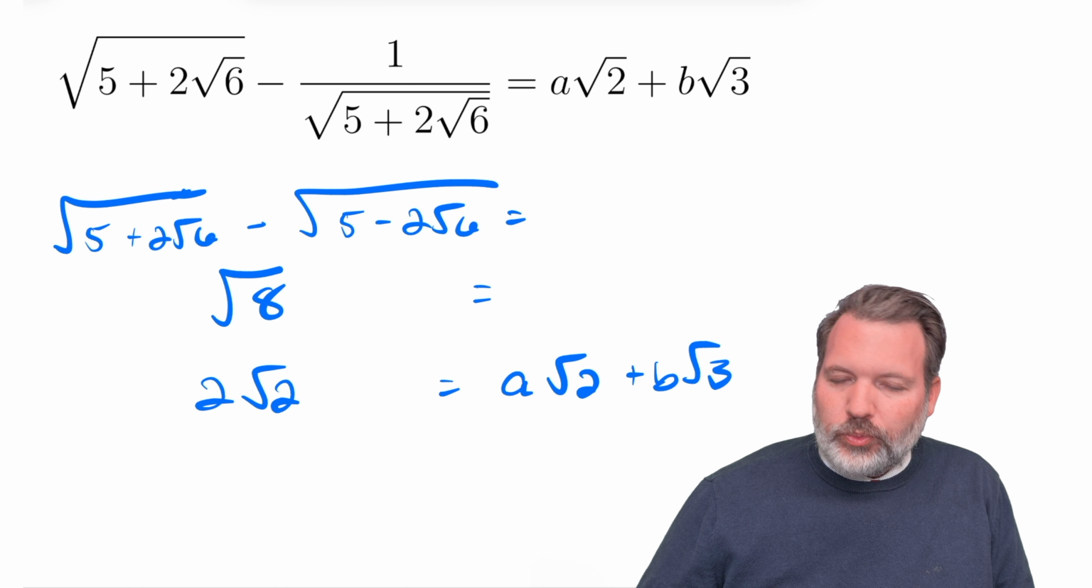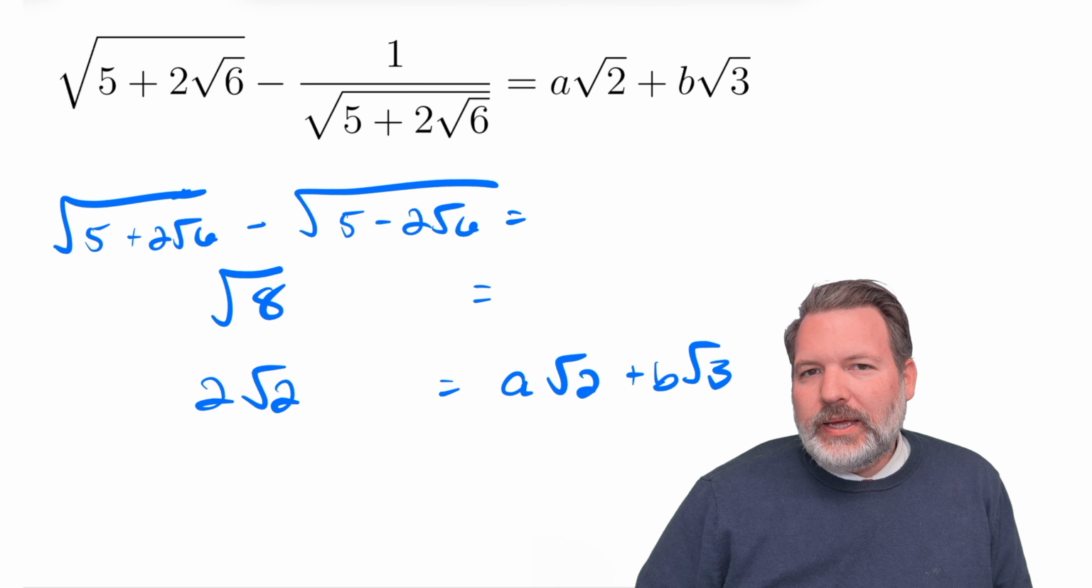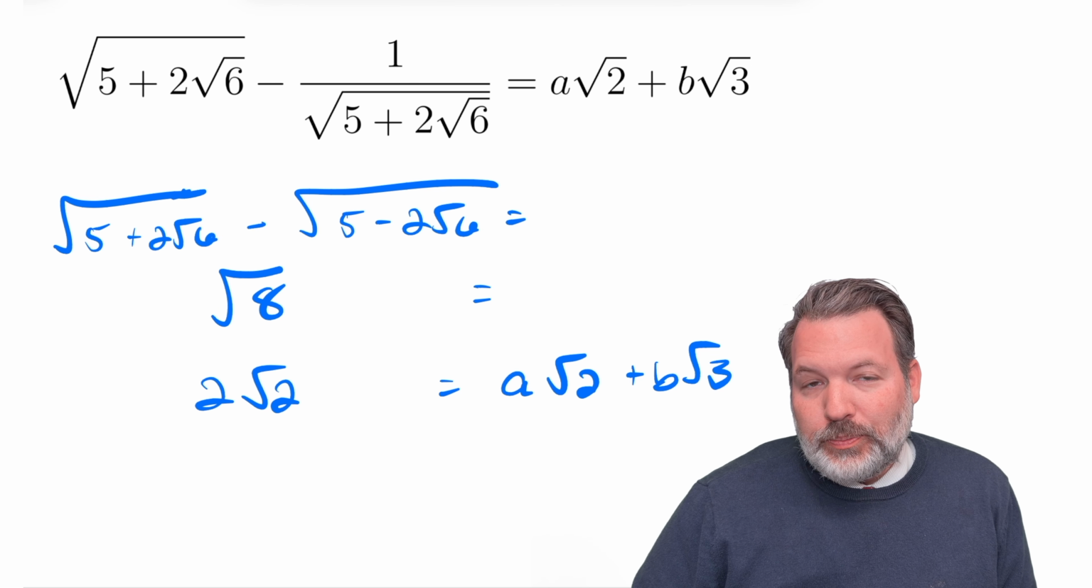Which means in our original relationship, what we actually have is that 2 root 2 is equal to a root 2 plus b root 3.